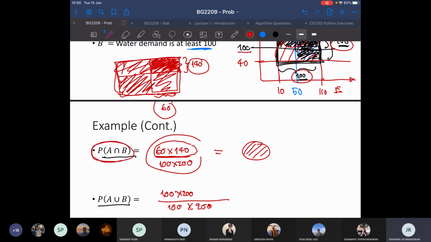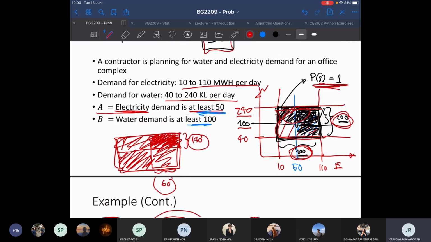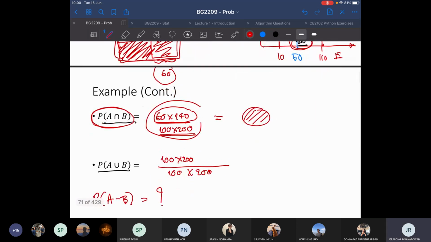A number from 0 to 1. Therefore, you have to divide by 100 times 200. What is 100 times 200? This one is the whole area, which we assume has a probability of 1, right? P(S). Okay, the same thing.